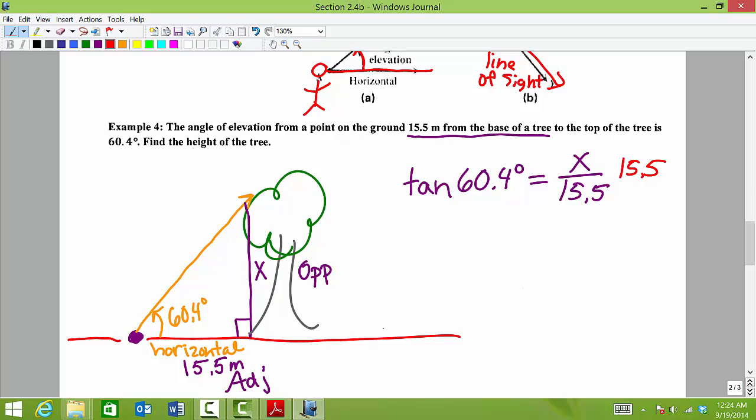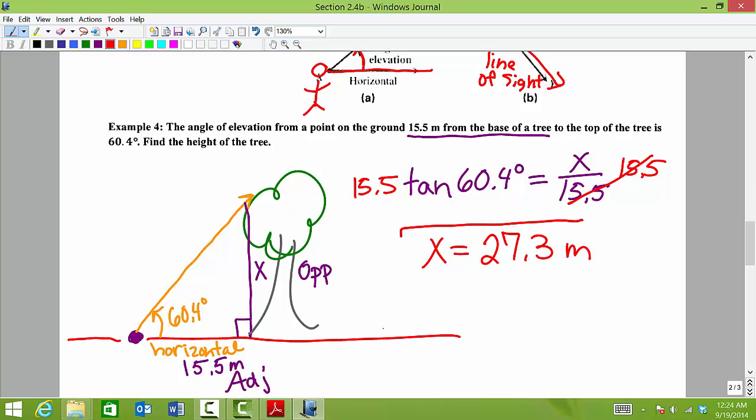We're going to multiply both sides by 15.5, and this cancels, and we end up with 15.5 times tangent of 60.4 degrees is equal to x. We're going to put that into our calculator and solve to the nearest tenth. So I get x is equal to 27.3 meters.